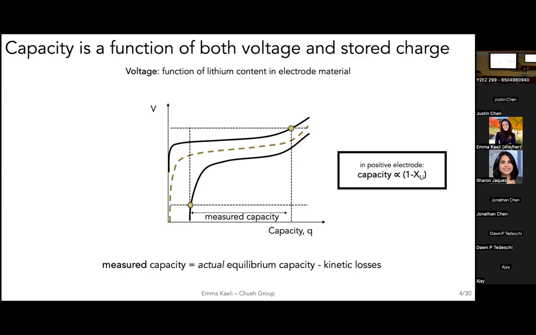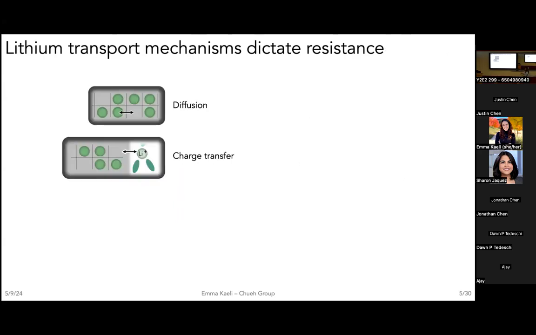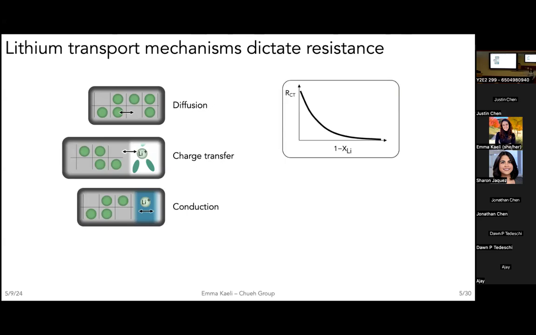Resistance is a little bit more complicated than just Ohm's law. There are a number of fundamental mechanisms that will dictate the resistance: diffusion in your electrode materials, charge transfer at the interface between your electrode materials and your electrolyte, and additionally conduction through any sort of resistive layers. All of these are going to contribute some sort of resistance. Now, these resistances are actually a function of lithiation state as well, adding to the complexity here. So we don't have a stagnant resistance throughout, we have a changing resistance throughout our voltage versus capacity profile.